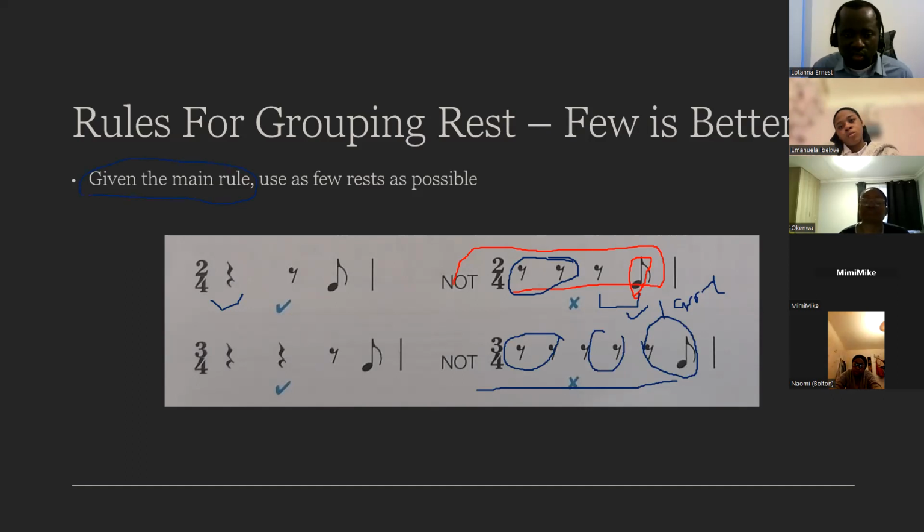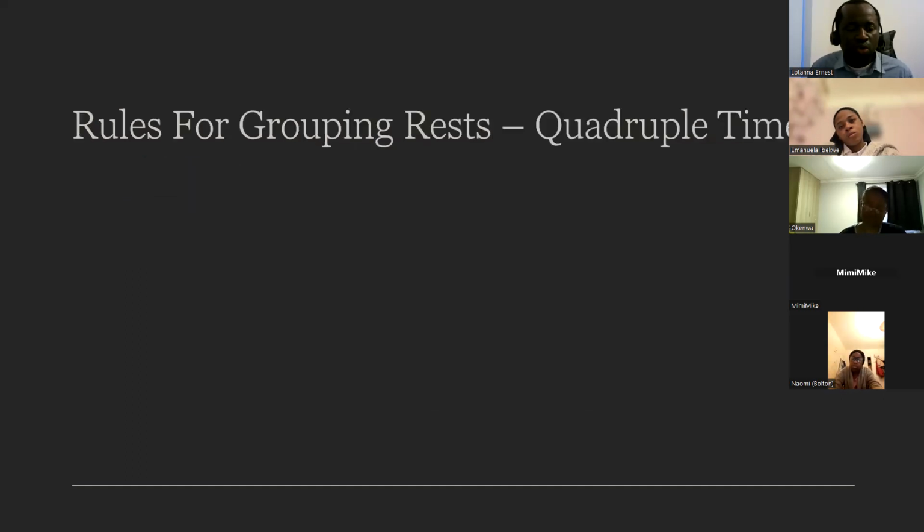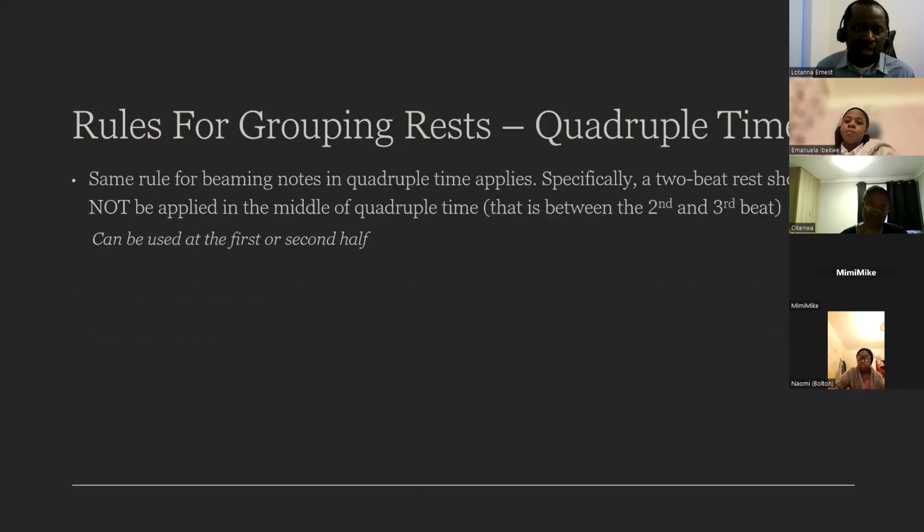So few is better. Rules for grouping rest, quadruple time. The same rule for beaming notes in quadruple time applies here. Specifically, a 2-beat rest should not be applied in the middle of a quadruple time. All right? So you don't put a 2-beat rest in between the second and the third beat of a 4/4. You use it to start the first beat, or you use it to start the second half, that's the third beat.